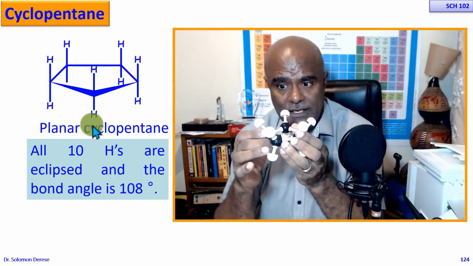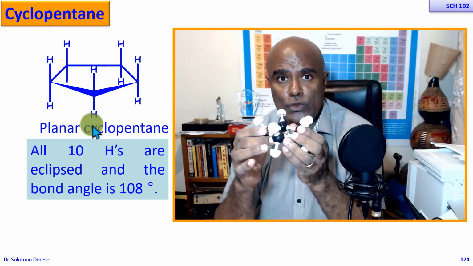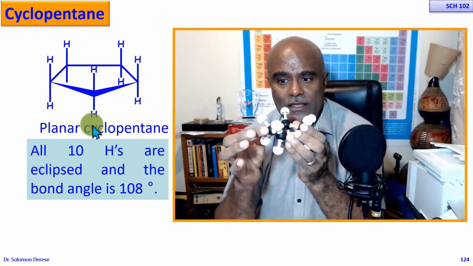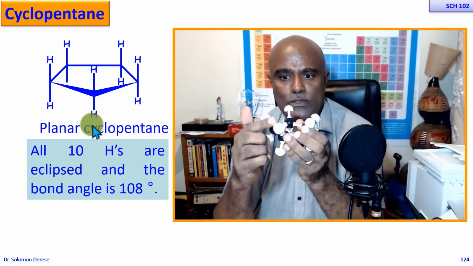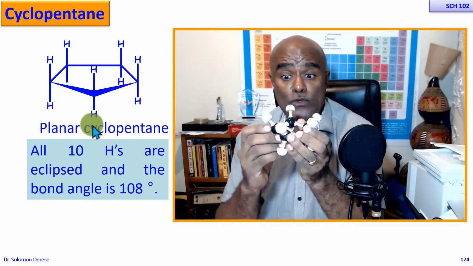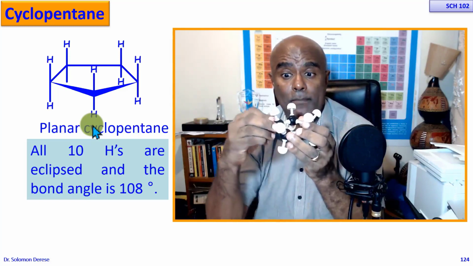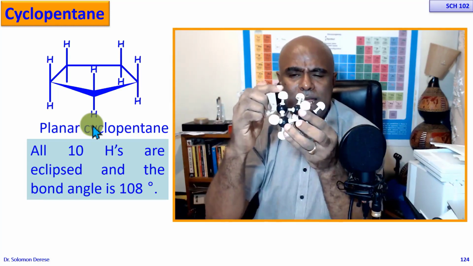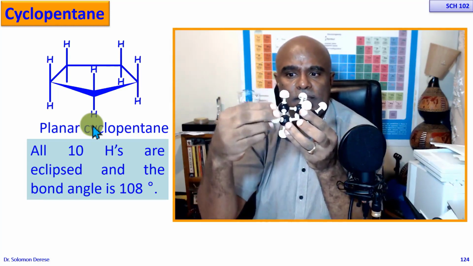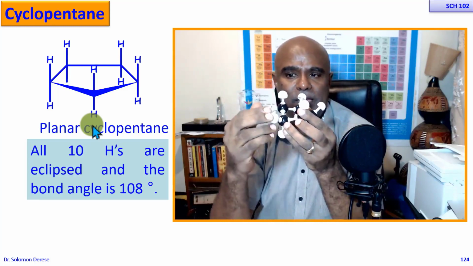What happens when it goes to its puckered conformation, by lifting this carbon out of plane like this? So watch what happens to these substituents. If I lift this one up like that, you will see this one and this hydrogen are no more eclipsing each other.